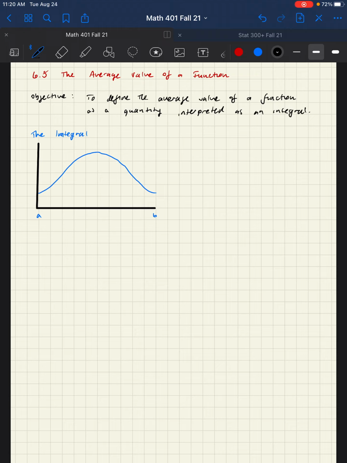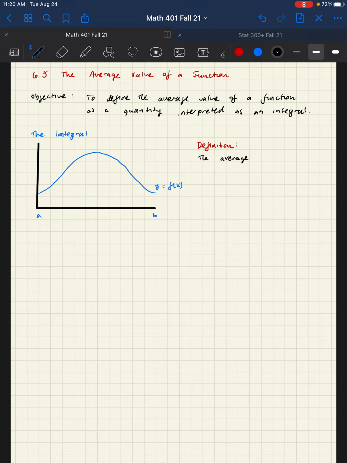All right, welcome to section 6.5. Now we're talking about the average value of a function. As you might expect, we are going to be talking about the notion of average, or more accurately, mean. And we're going to define the average value of a function as a quantity interpreted as an integral. I have here in front of me an example of a function that is non-constant. And to really understand average value, we should define it.